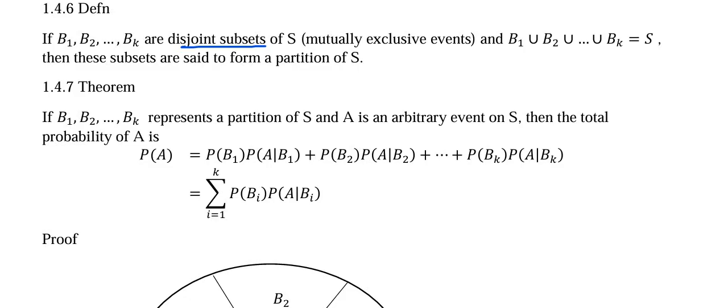Meaning this theorem is going to be true if B1, B2 up to BK represent a partition of S, and A is an arbitrary event on S, then the total probability of A is equal to the probability of B1 times the probability that A has happened given B1, and so on. Let me give it to you separately in picture form, so maybe you'll be able to understand it better.